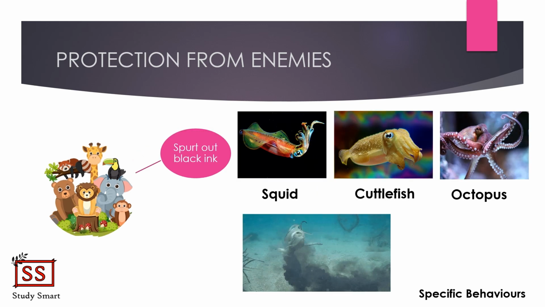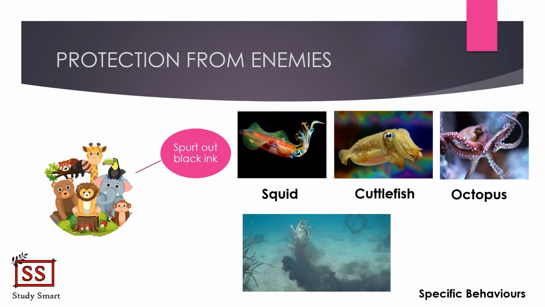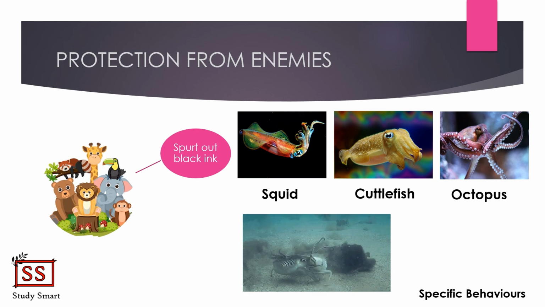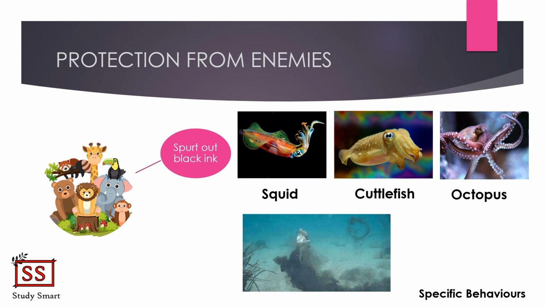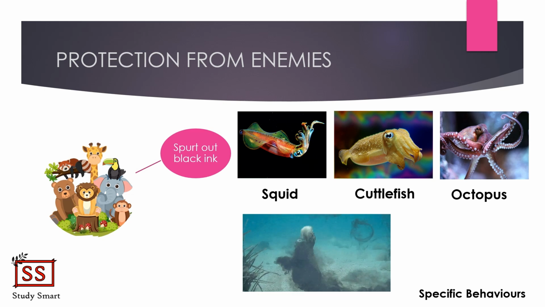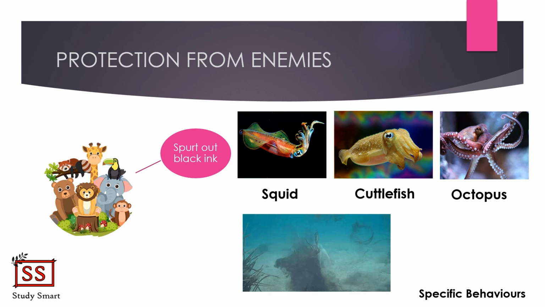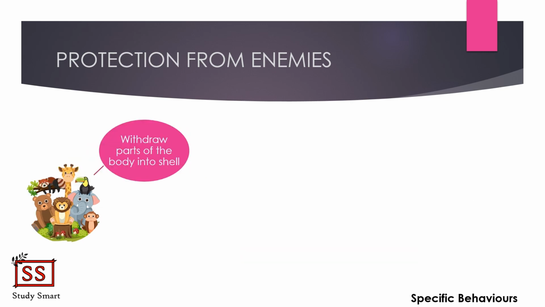The animals that can release black ink when approached by enemies are squid, cuttlefish and octopus. These animals use their ink not only to block the vision of their enemies, but also sometimes to create confusion or even irritate the senses of their predators. Do you know that this ink is typically composed of melanin, the same pigment found in human skin and hair, which gives them the black color? Quite interesting, right?